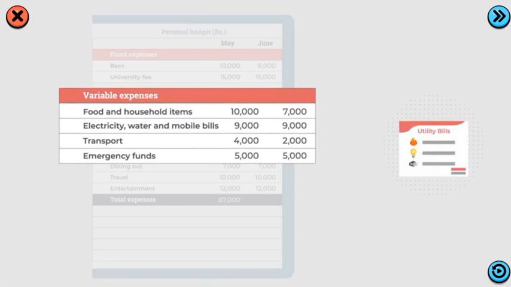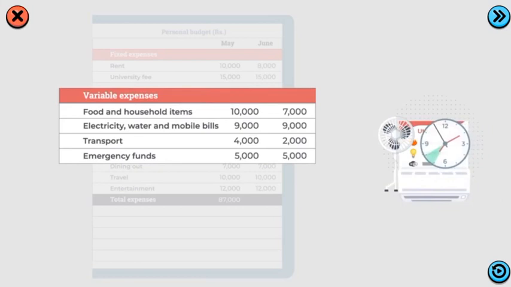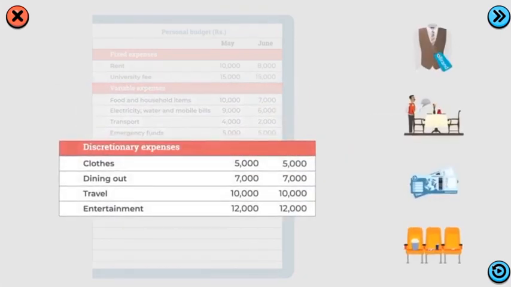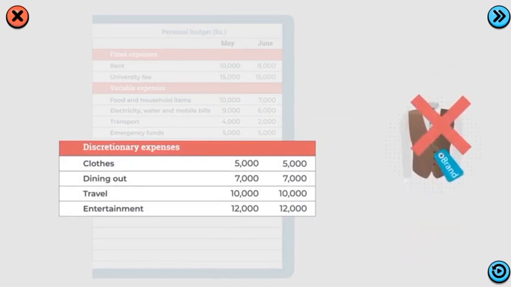To save on bills, you can limit the use of fans and air conditioners by setting fixed times to use them. You should review your cell phone data plan and see if you can subscribe to a cheaper payment plan. The best way to save money, however, is to examine your discretionary expenses. If you want to save money for a specific goal, you can delay buying new clothes.